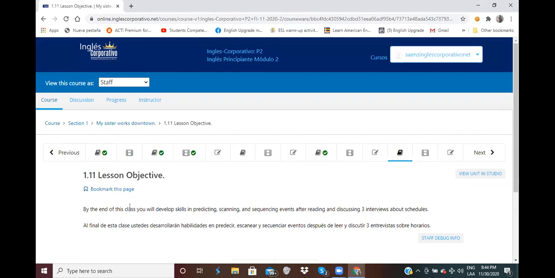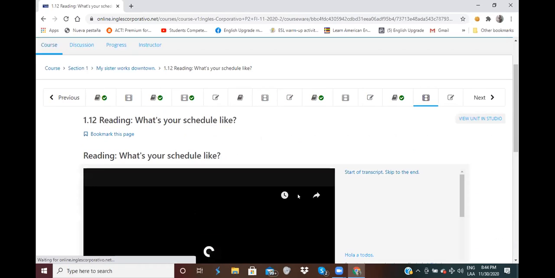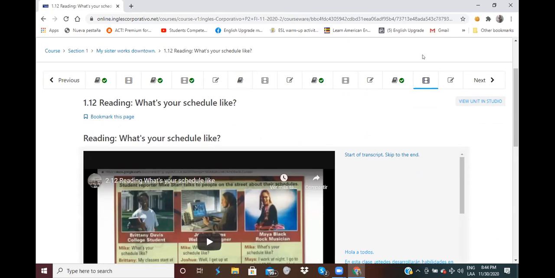Now we're going to be looking at sequence of events. By the end of this class, you will develop skills in predicting, scanning, and sequencing events after reading and discussing three interviews about schedules. Al final de esta clase, ustedes desarrollarán habilidades en predecir, escanear y secuenciar eventos después de leer y discutir tres entrevistas sobre horarios. So you're going to do this in pairs. Listen, please.